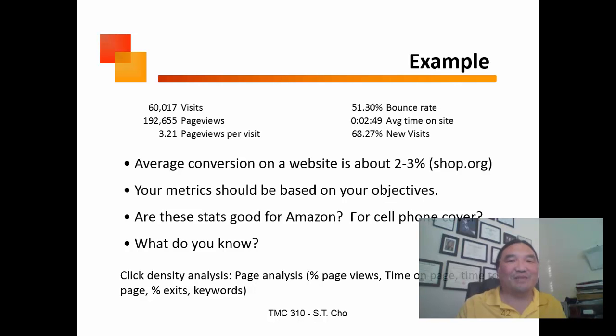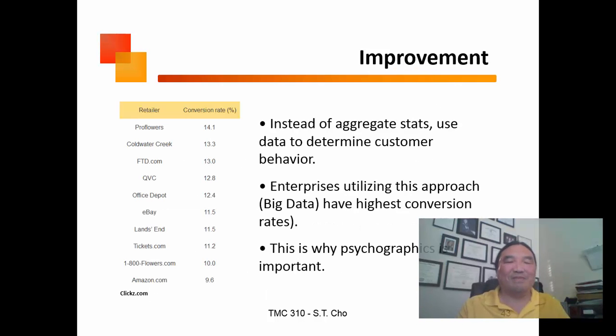Here are some statistics from a website. The average conversion on a website is about 2 to 3%. But on the other hand, are these kinds of statistics good for somebody like Amazon? If I'm doing a cell phone cover, guess what? I have a very specific product. So I should be doing better than Amazon, who has a generalized product.